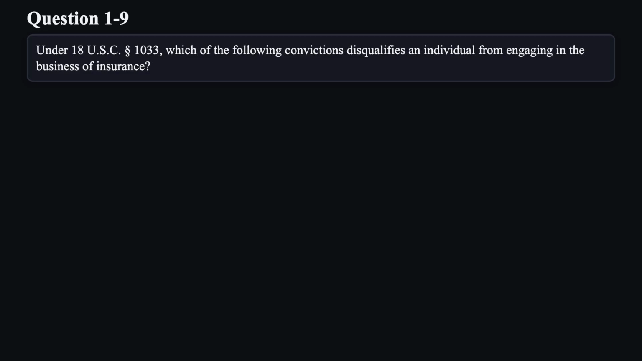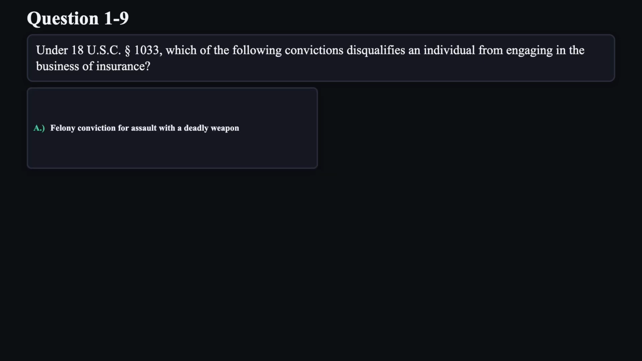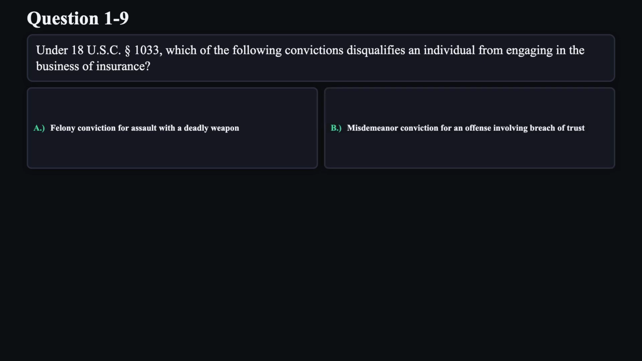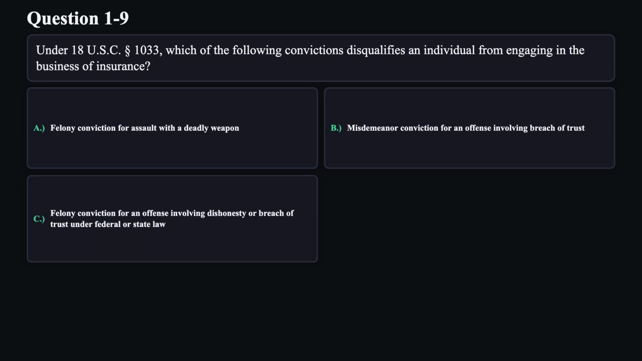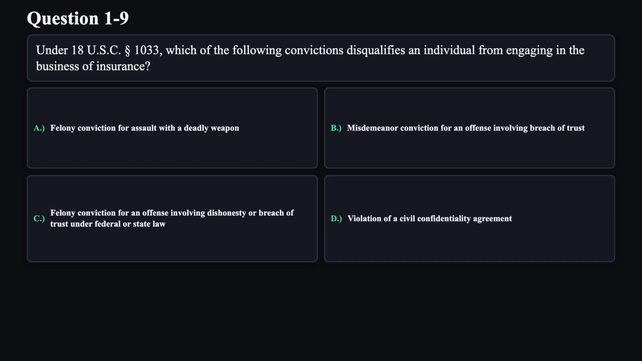Question 9. Under 18 U.S.C. Section 1033, which of the following convictions disqualifies an individual from engaging in the business of insurance? A. Felony conviction for assault with a deadly weapon. B. Misdemeanor conviction for an offense involving breach of trust. C. Felony conviction for an offense involving dishonesty or breach of trust under federal or state law. D. Violation of a civil confidentiality agreement.